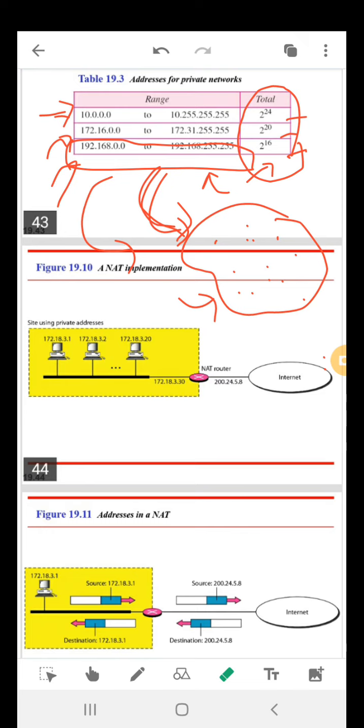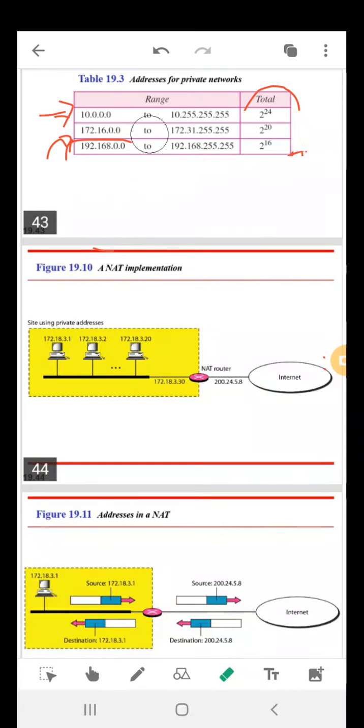So how network address translation works is, within an organization, the organization will be using private IP addresses. That means between organizations they are not unique. So many organizations will be using the same set of IP addresses. But how it is made unique globally is by using the concept of NAT.